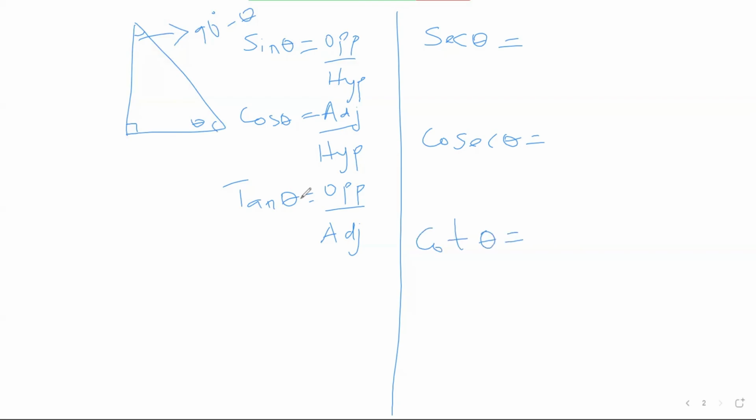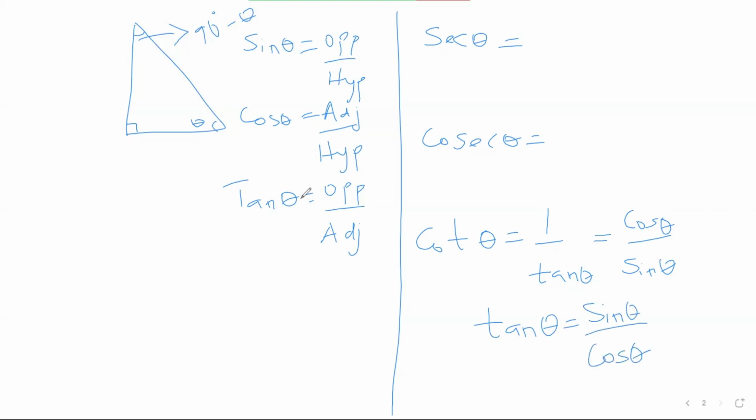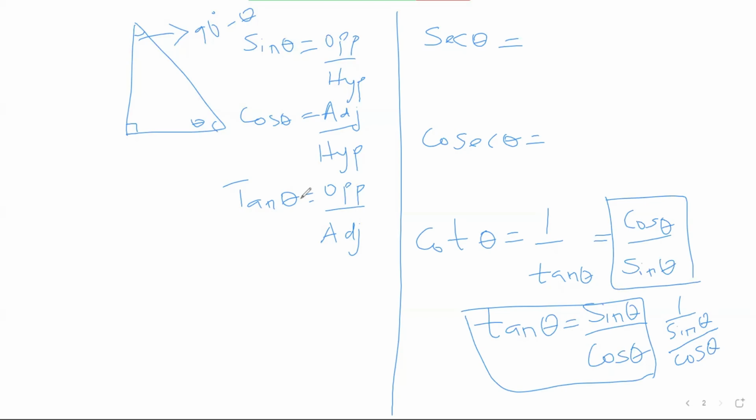Our cot theta is the same thing as the inverse of our tan theta, which can also be written as cos theta over sine theta. Because we know that our tan theta is sine theta over cos theta. So having the inverse of this tan theta, which is sine theta over cos theta, that means 1 over sine theta over cos theta gives what we have here, which is cos theta over sine theta.